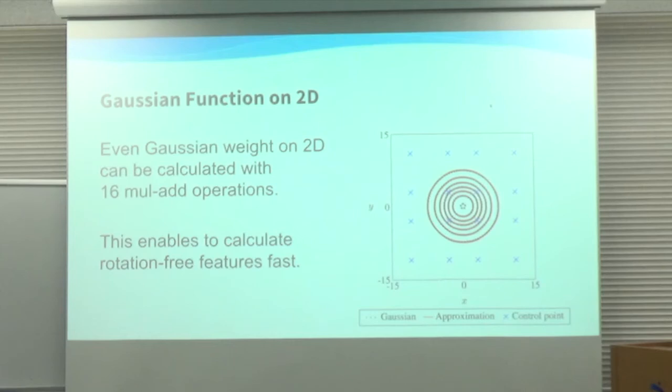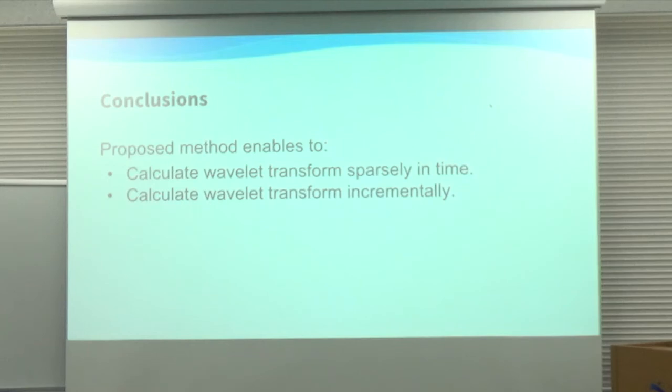And the Gaussian function is very interesting. The Gaussian function can be rotation-free in two-dimensional space, and of course my approximation can approximate it very precisely, so it can be extended to the two-dimensional field. This shows elevations, and the approximation is red, and the true Gaussian function is denoted by the dotted line. As a result, I can give rotation-free features with 16 multiplication operations. Basically, that's it. I propose a method to calculate the wavelet transform sparsely in time and incrementally. That's it. Thank you.